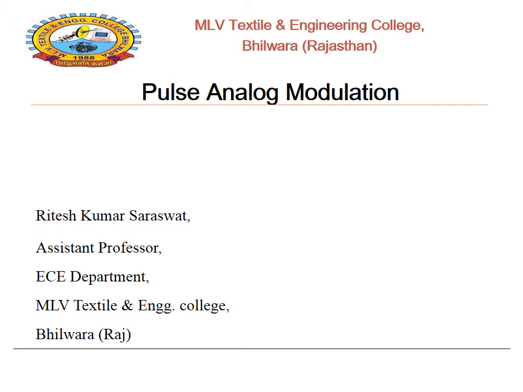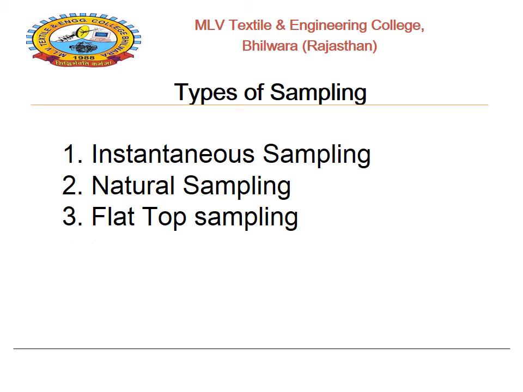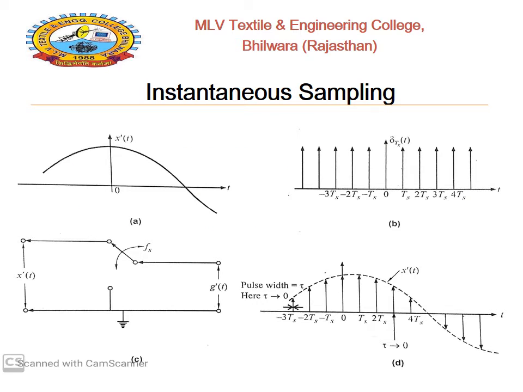In continuation of the previous lecture regarding the sampling process, today we will discuss the types of sampling. Basically, there are three types of sampling: instantaneous sampling, natural sampling, and flat top sampling. So let us start. The first one is instantaneous sampling.